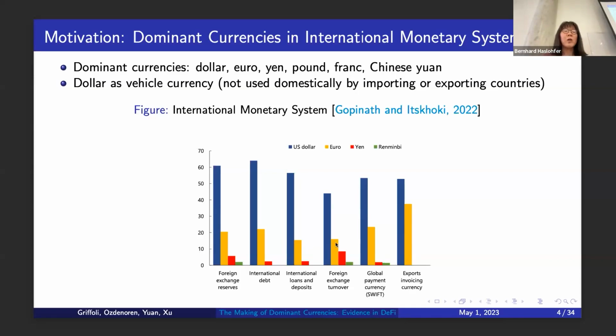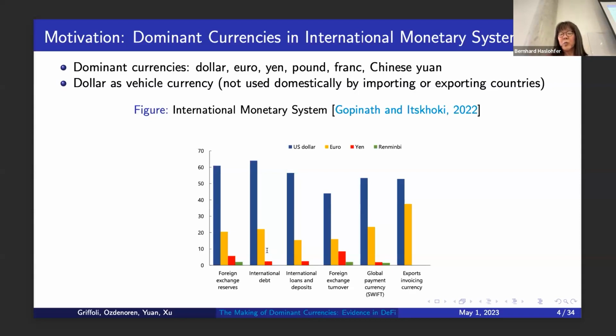Still, you can see the dollar is often used for store of value, which is the first one, foreign exchange reserves, or to denominate all the cross-border borrowings, international debt. Also used for currency exchanges, for foreign loans and deposits.